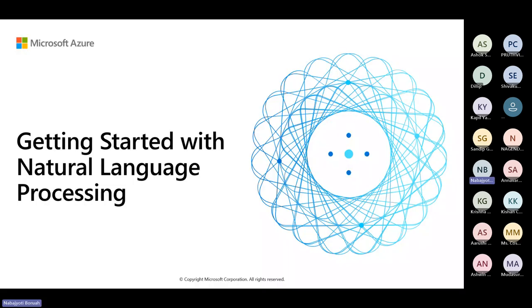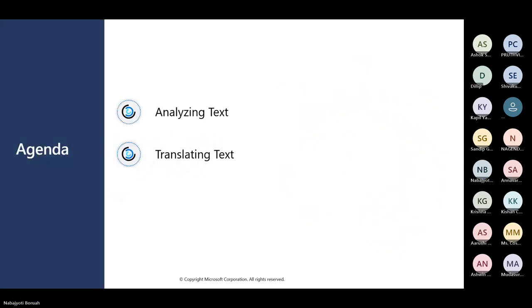So this time I'm going to take a look at another cognitive service, which is typically used with NLP, natural language processing. Now, what do we mean by that? This is divided into two categories. One is analyzing the text.